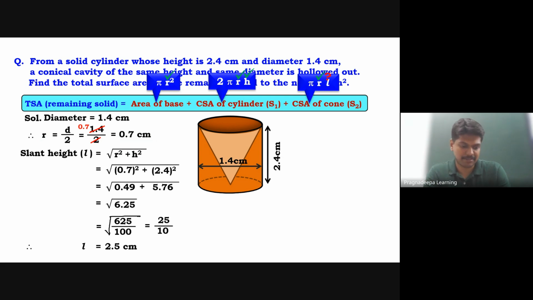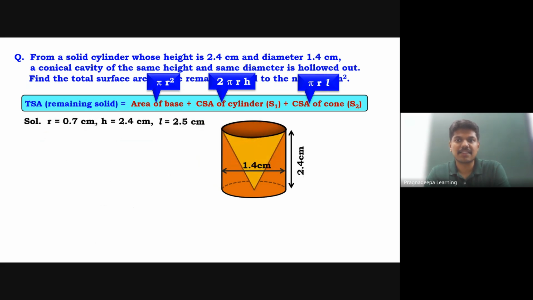So slant height is known. Once the slant height is known, can we find the rest of the things easily? Yes or no? What is the relation between radius, height, and the slant height? Slant height square is equal to radius square plus height square. Can we go further?